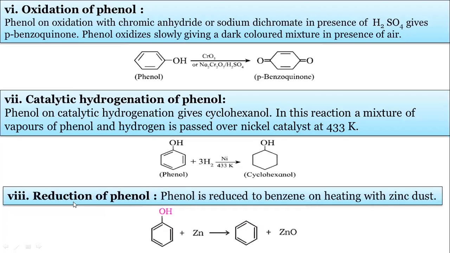Then reduction of phenol. Reduction means we have to remove the oxygen, and it is removed by using zinc. Zinc reacts with phenol, we get zinc oxide, and the oxygen is removed. Many times they ask these two reactions, oxidation and reduction, for 1 mark each. Oxidation is carried out by using sodium dichromate, and reduction can be carried out by using zinc.